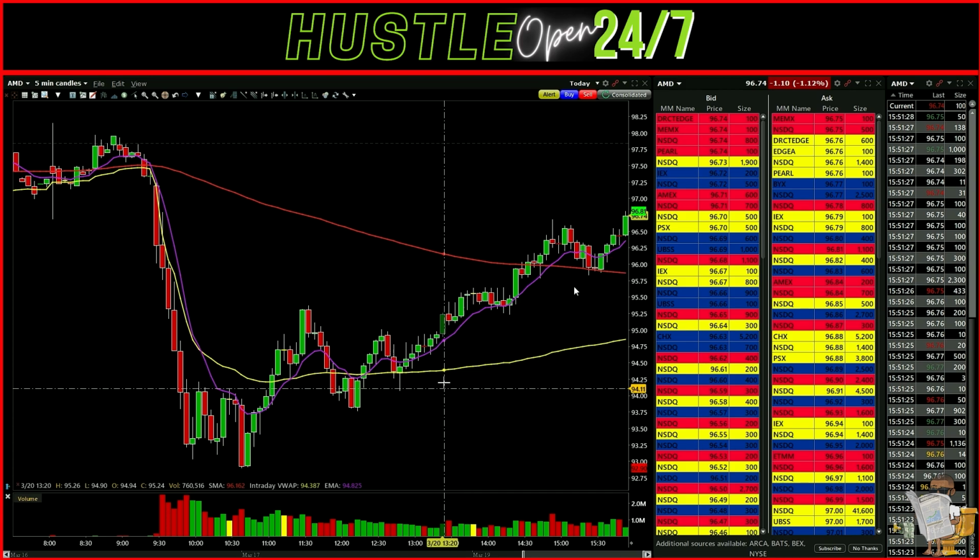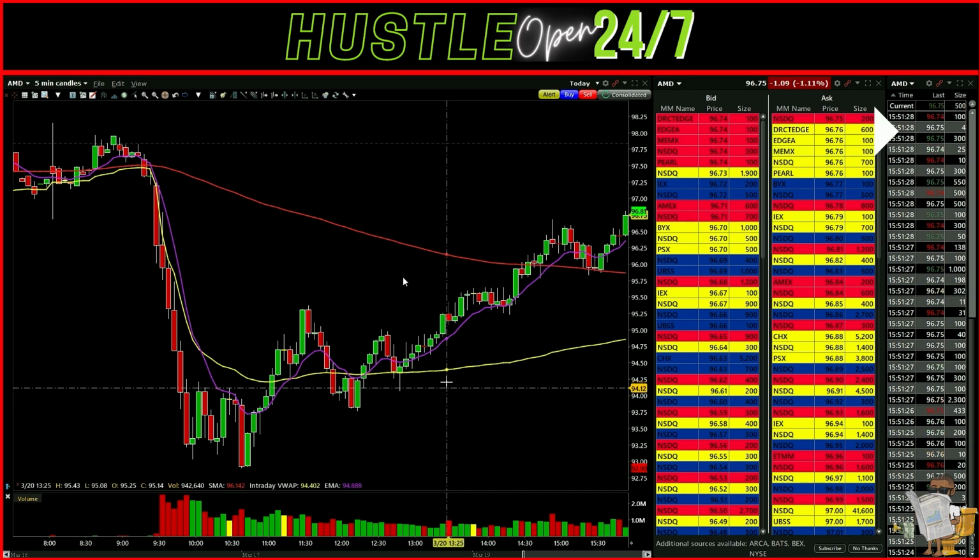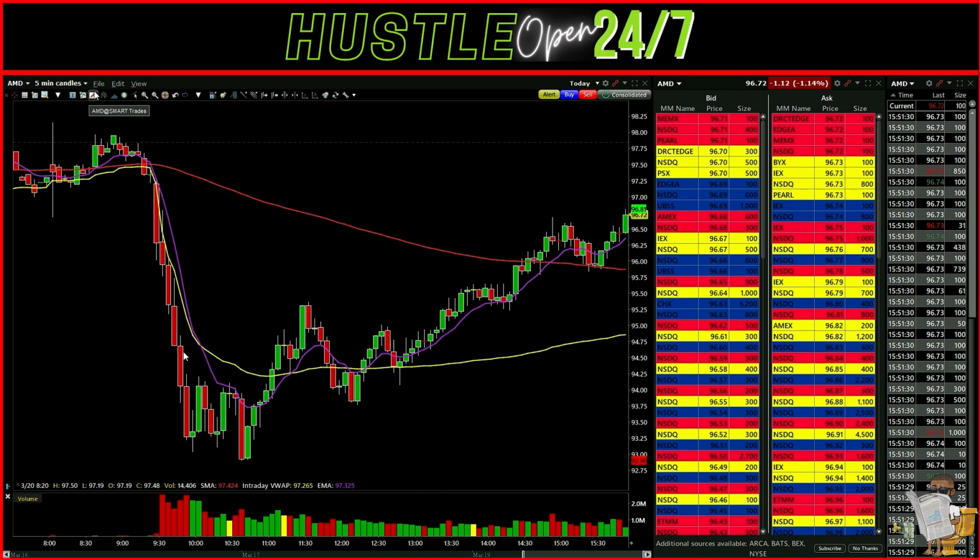And you can see, look, came down here to this 120, held it as support, and also chopped around it right here. And you'll see the level 2 and the tape start to speed up.